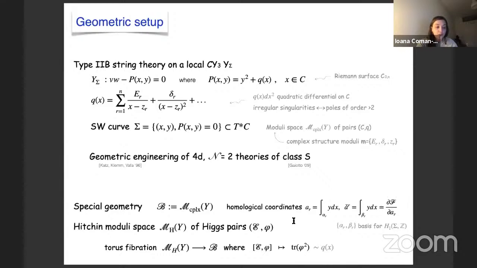And what will play a role in the emerging big picture for the geometric description of Z-top is the Hitchin moduli space, seen as a torus fibration over the base, where the total space is that of Higgs pairs formed by a vector bundle E and the Higgs field, where the Higgs field is an adjoint valued scalar related to the quadratic differential that was introduced above to define sigma here.